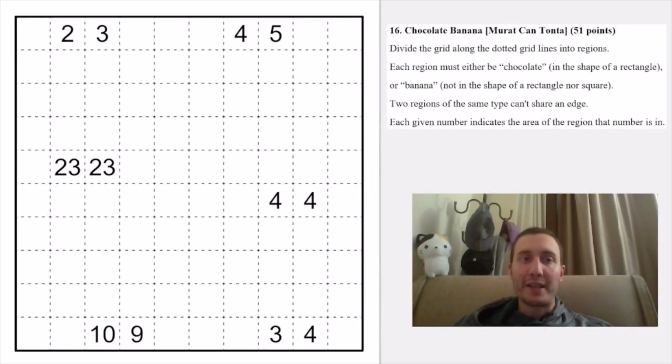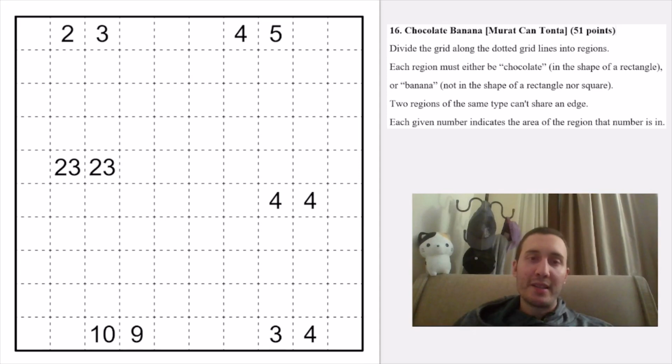Hello, welcome back. We have reached the 50 plus pointers of the recent Puzzle GP, and this genre is called Chocolate Banana, and the objective is to color the whole grid, divide it into chocolates and bananas, and I'll try to explain. So, chocolate is the word here for rectangular regions, and banana is the word for non-rectangular regions.